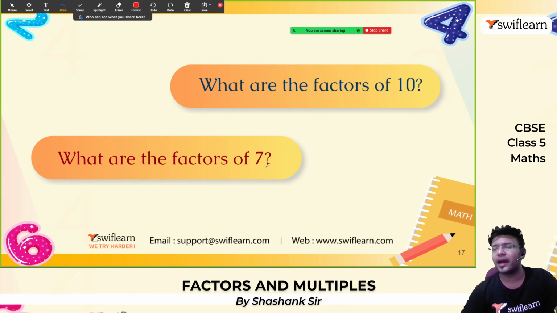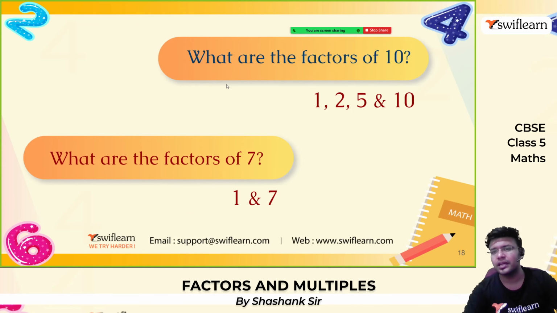Okay, so what are factors of 7? 1 can divide 7, 2 cannot, 3 cannot, 4 cannot, 5 cannot, 6 cannot, and 7 can. So the factors of 7 are 1 and 7. So remember, factors of the prime numbers are 1 and itself only.